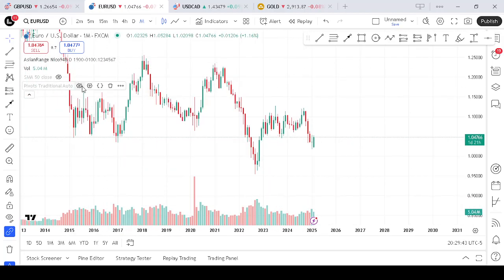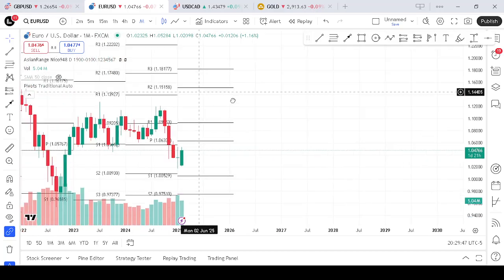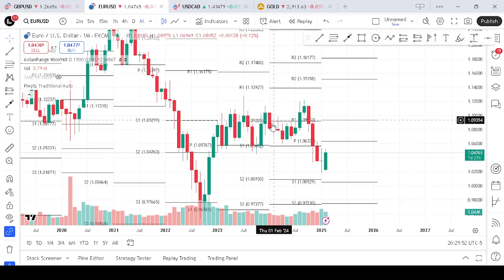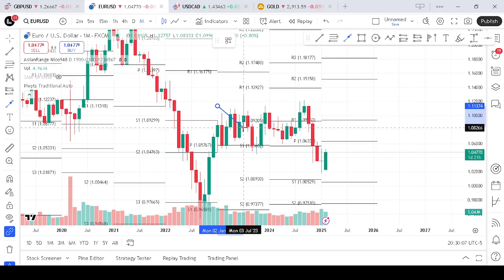Let me add my indicator first. The monthly pivot point. The monthly pivot point is calculated by the previous month's highest point, the highest point of the previous month candle, plus the lowest point of the previous month candle, plus where the candle closed, the close of the previous month candle, divided by 3.